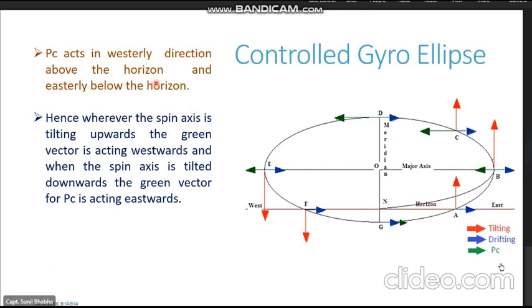Westerly direction above the horizon and easterly below the horizon. Hence, wherever the spin axis is tilting upwards, the green vector is acting westwards. And when the spin axis is tilted downwards, the green vector for control precession is acting eastwards.